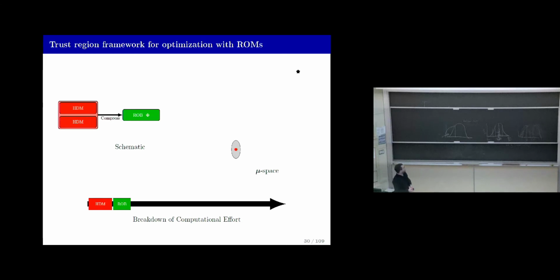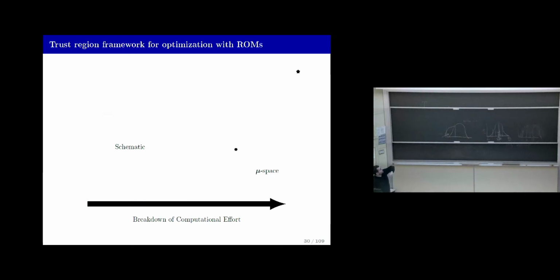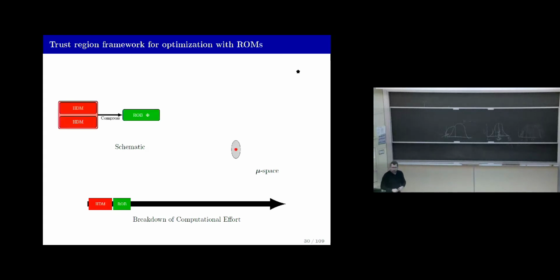So the idea, let's just focus on that picture up in the top right. We start with our initial condition, which is that circle. Up at the top is our optimal solution that we're looking for. We're going to sample our high-dimensional model there, build a trust region, and optimize using only this reduced order model. This is going to get me to a new point in parameter space.